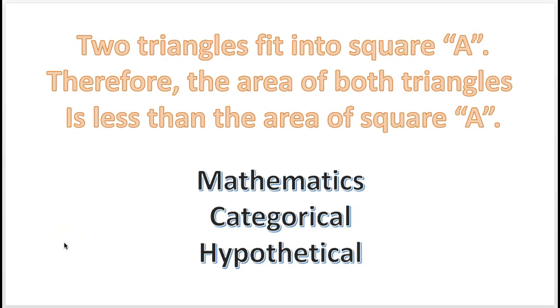All right, here's another practice problem for you. What type of argument form is this deductive argument? Two triangles fit into square A. Therefore, the area of both triangles is less than the area of square A. Is this a mathematical argument, a categorical syllogism, or a hypothetical syllogism? The answer is mathematical argument. That's correct. The conclusion depends upon geometry.